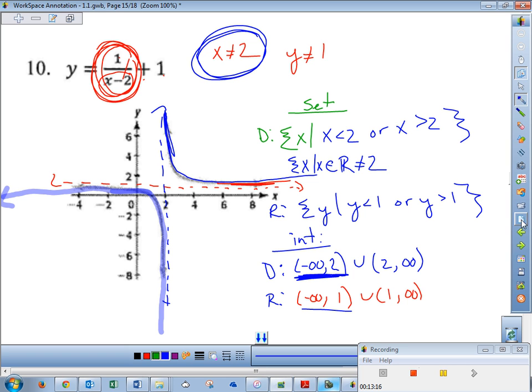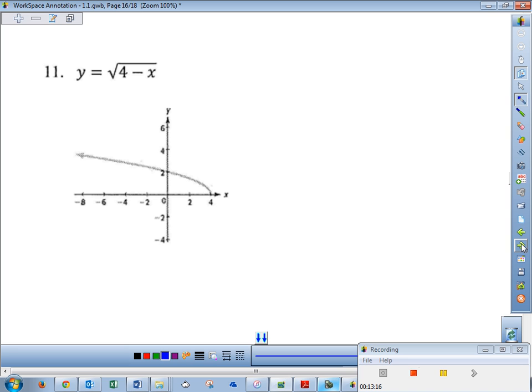Yep. I'll do it for you. This is college algebra. Let's try this one. Domain in set notation. Set of all x's such that. This is basically my critical point right here.